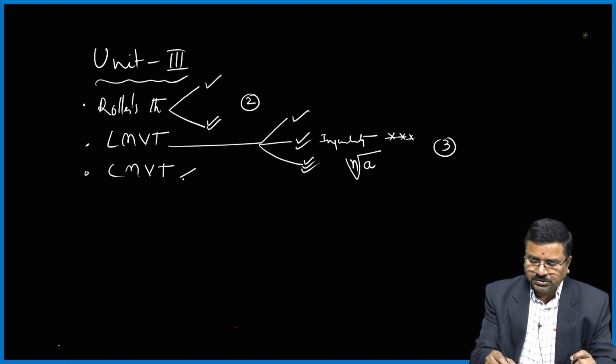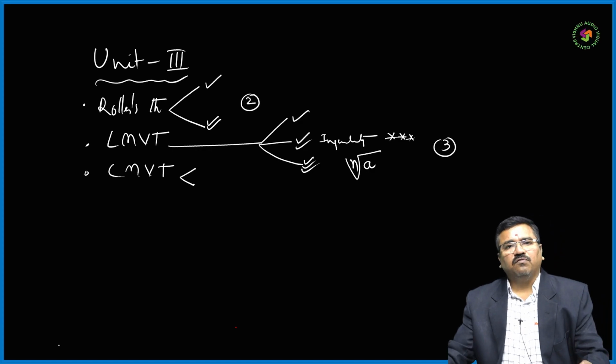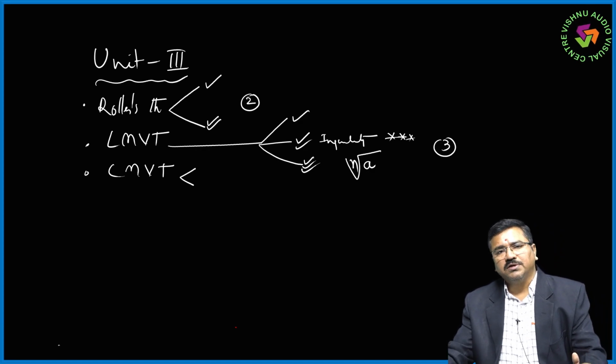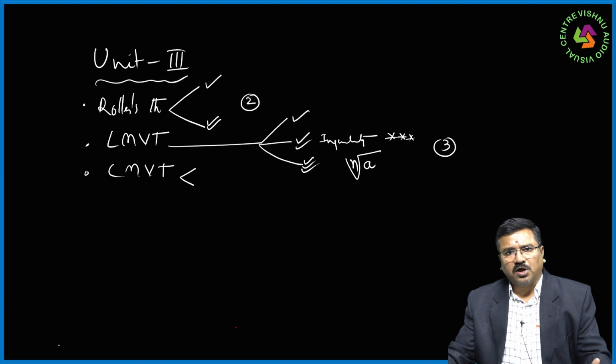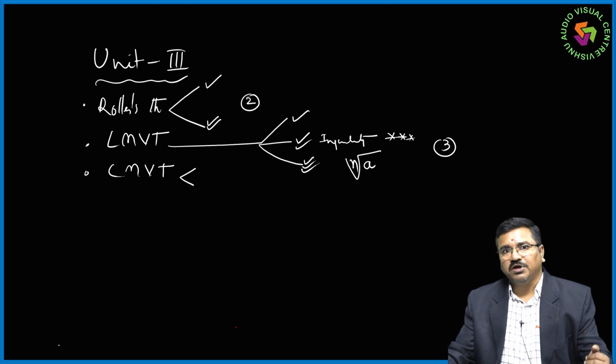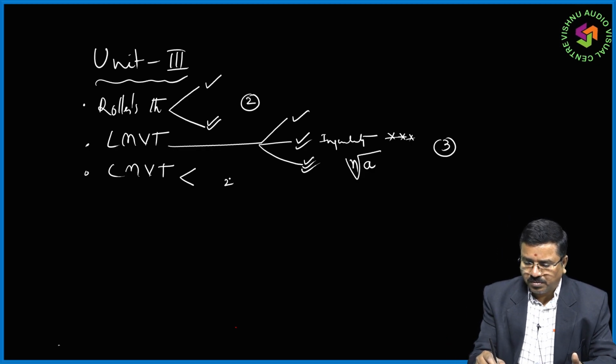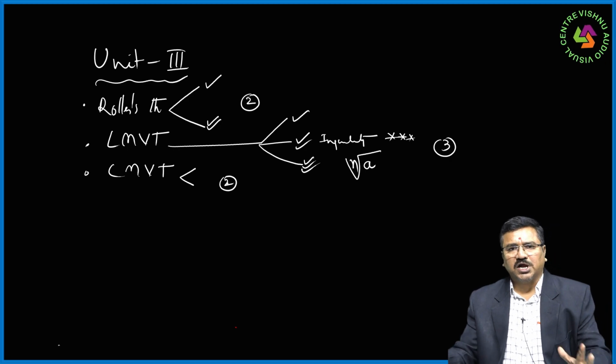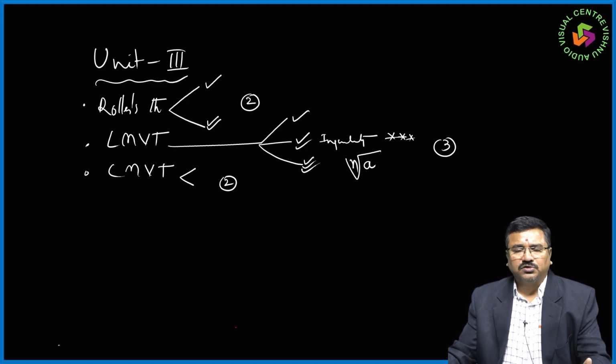But coming to Cauchy's mean value theorem, again we have two types of problems. One is whether it is applicable or not, the verification of the theorem. The next is that we can prove some equalities by Cauchy's mean value theorem, but most of the time they ask to verify Cauchy's mean value theorem. So we have two types of problems, mainly three standard problems.